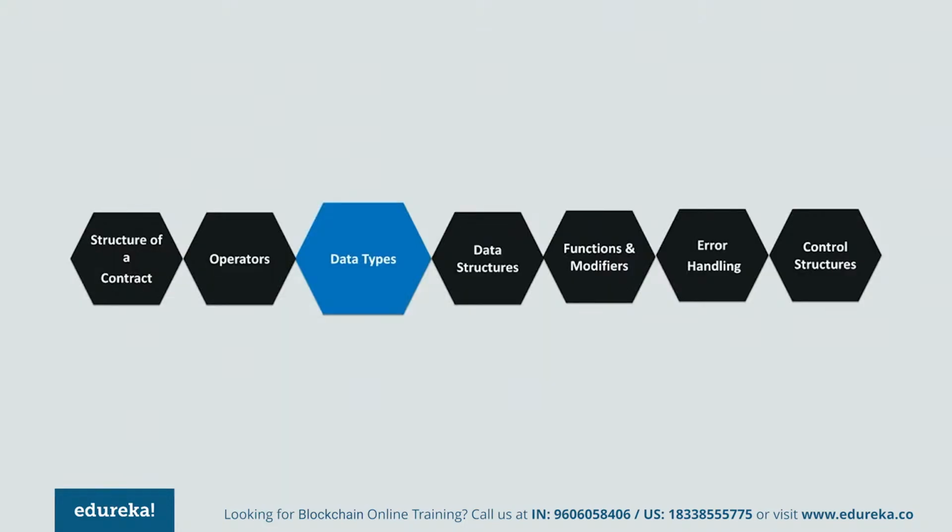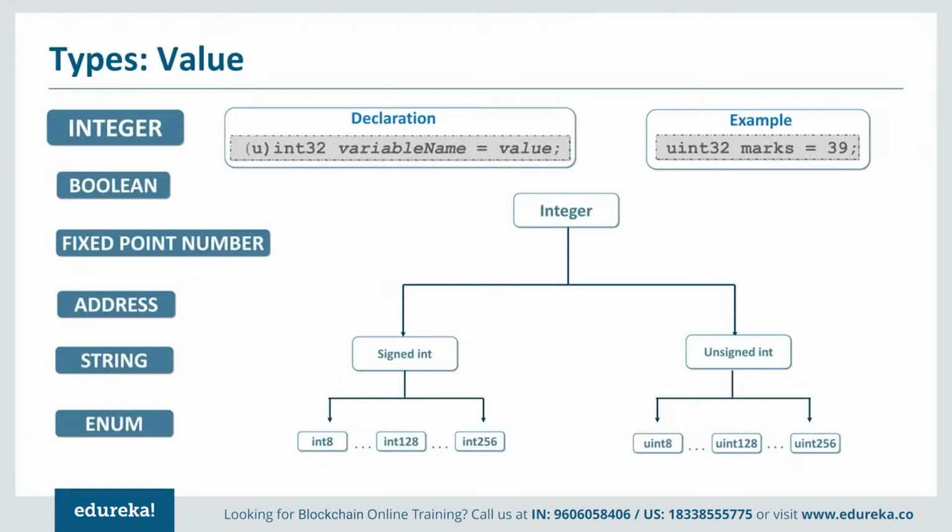Next on our topic is data types. We have a bunch of data types to cover, so let's go through all of them one by one. As you have already seen, there are 2 types of integers: signed integers and unsigned integers. All these integers are declared with their sizes in steps of 8, so you can declare an int with 8 bits and it'll be int8. Then it goes on increasing from 8 to 16 to 24 to 32 up to 256. This is also followed for uint, which stands for unsigned integers.